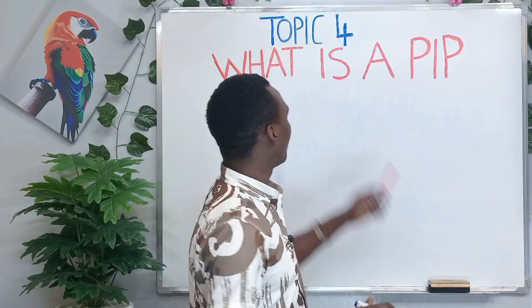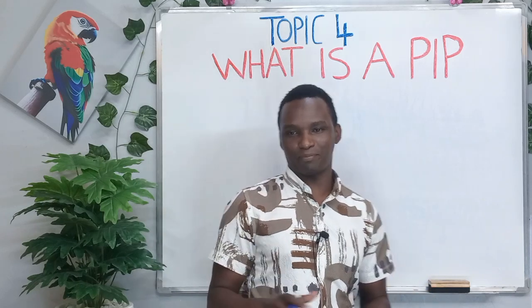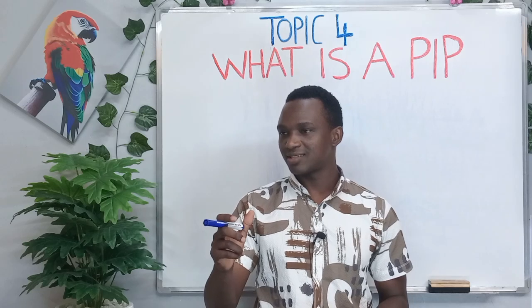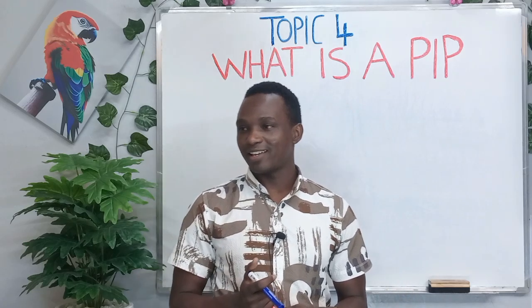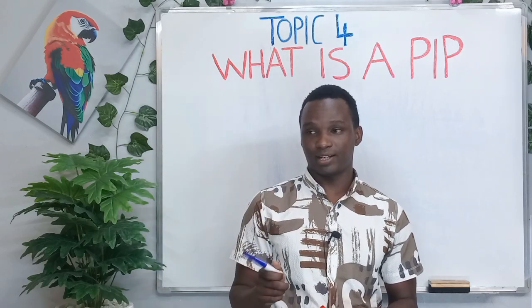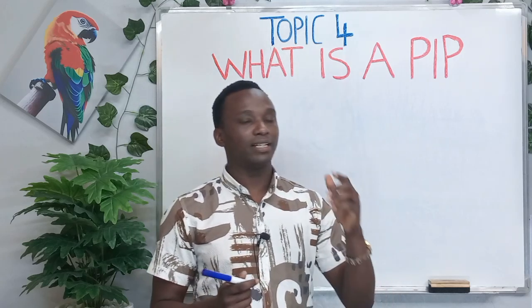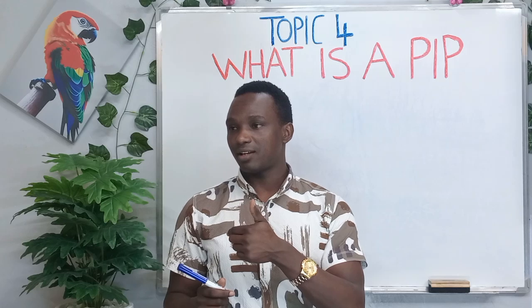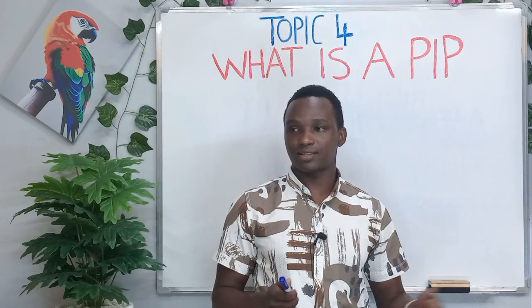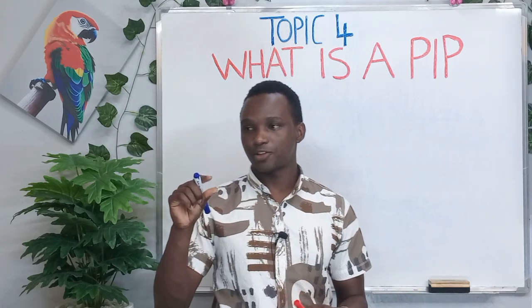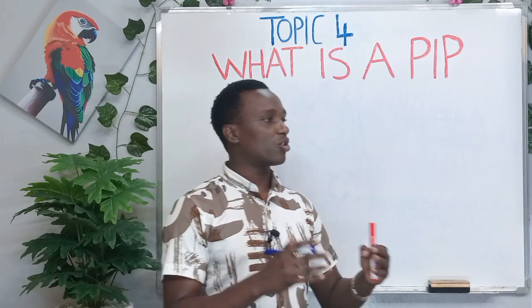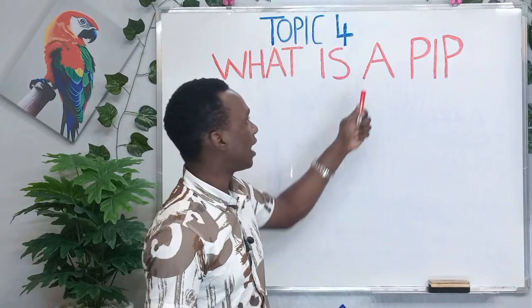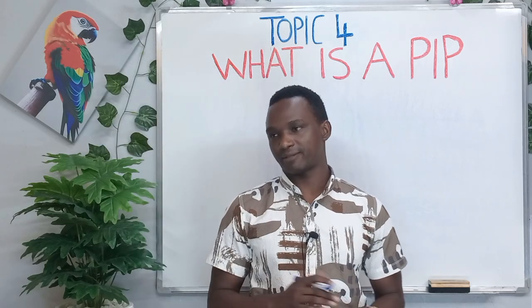In our class today we are going to learn what is a pip. Remember that in our last class we learned about bid, ask and spread, okay? And we said that mostly the major currency pairs like Euro USD, Aussie USD, GBP USD, they have tight spreads. And we said that those spreads are expressed in pips. All right. So that is why today we are going to learn about pips.